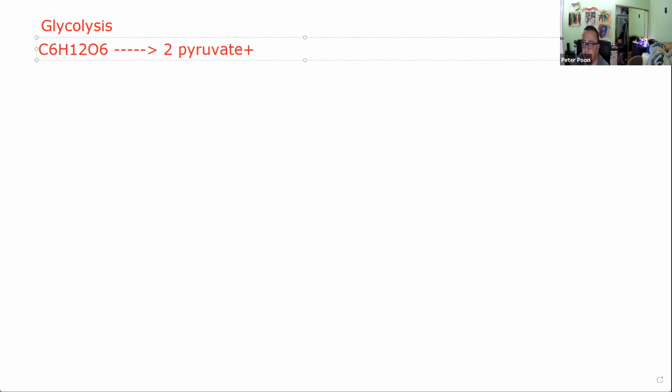In addition, I get two ATP. Remember, I used two ATP in the beginning. I primed it with two ATP. In the end I get four ATP back. So total overall I get a two ATP increase. All right, so that's two NADH.